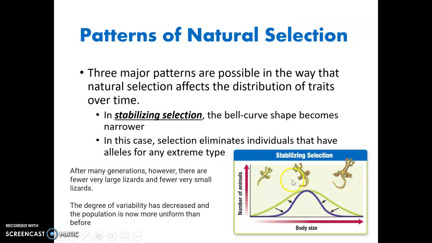Okay, so on the left side, we have the small lizard. On the right side, we have the large lizard. What ended up happening, basically because it was more favorable for the lizard in the environment that it was in, the moderate lizard is the one who survived. So in the population, the degree of variability, meaning the amount of small and large and medium, has decreased, and now there are more of the medium-sized lizards than there are of the large or the small.